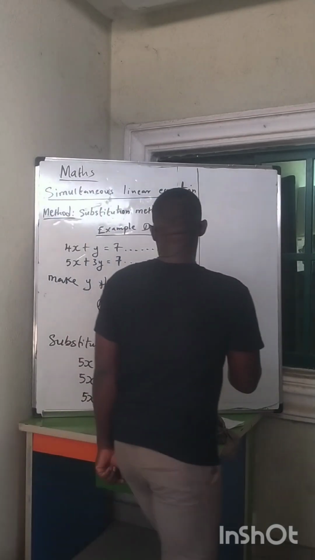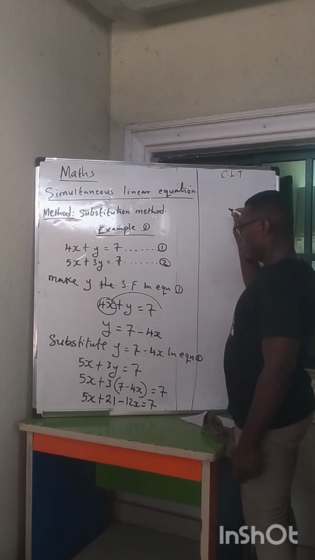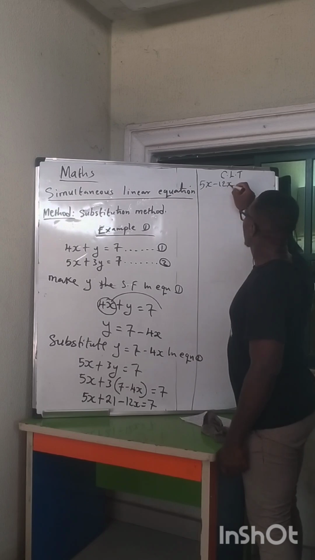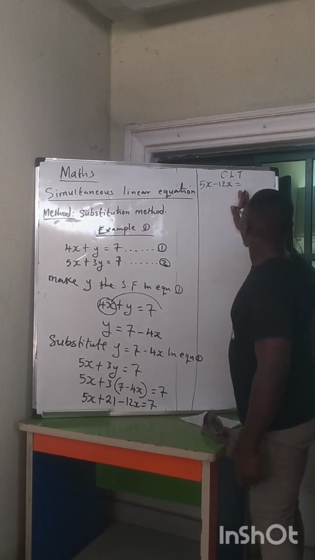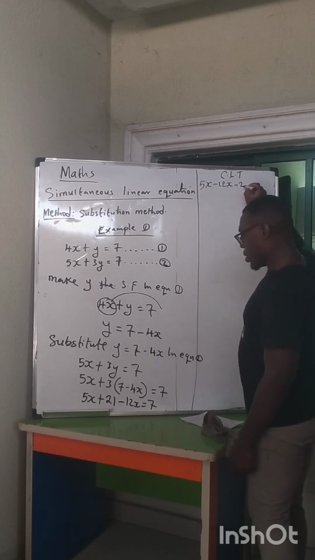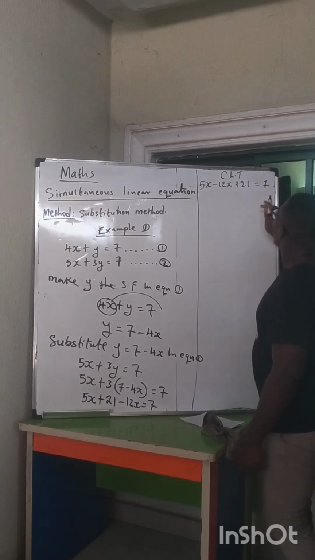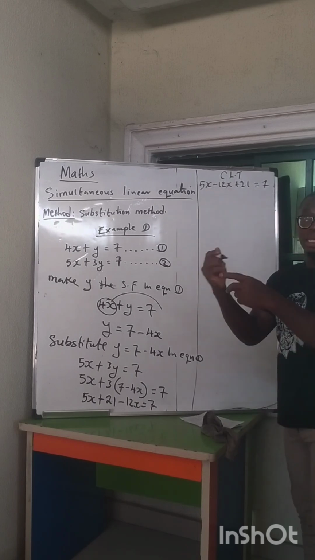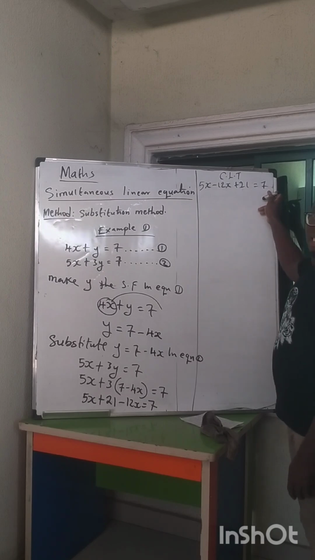So here we'll now collect like terms. We now have here 5x minus 12x minus 21, sorry, plus 21 equal to 7. So we have collected these like terms here. This 21 will also cross over to the other side because these 5x and 12x are the same. So therefore we have to transfer this 21 over to 7 that is the same with it.